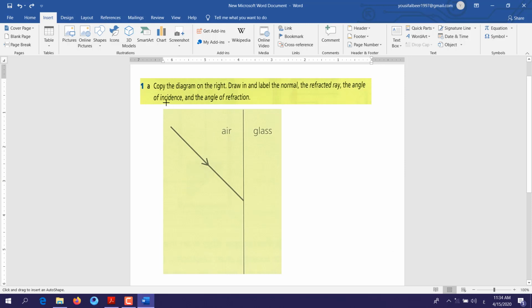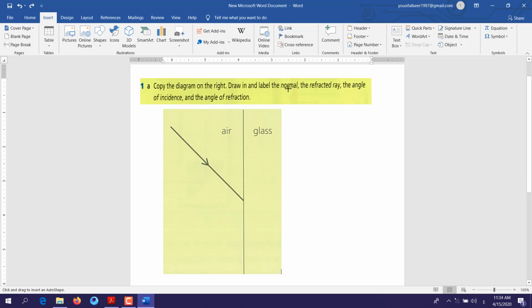Questions. Question number 1. Copy the diagram on the right, draw in and label the normal, the refracted ray, the angle of incidence, and the angle of refraction. Here we have this drawing. We have this line and this line, and we have two mediums, air and glass. Now the light ray is coming from air and will go to the glass. What do we need to draw and label?